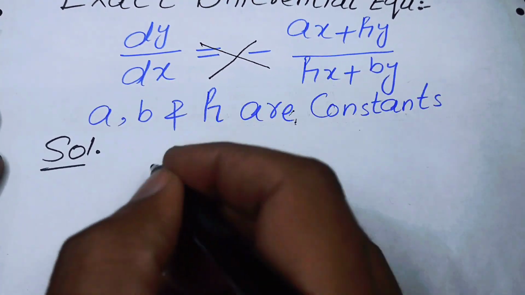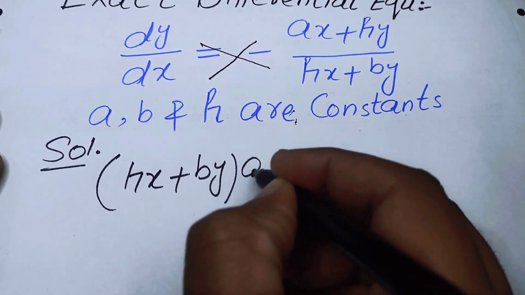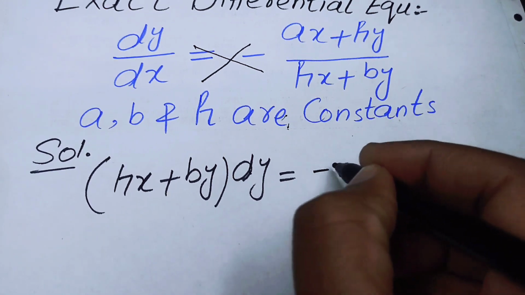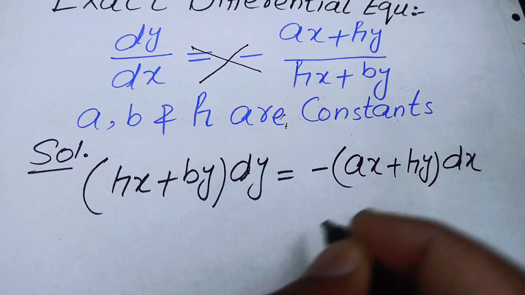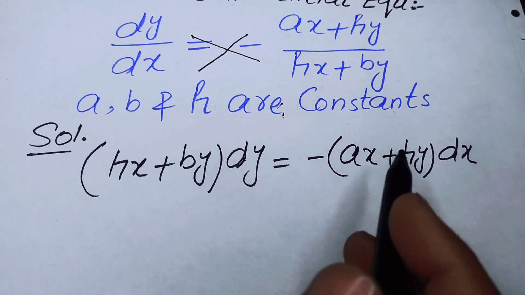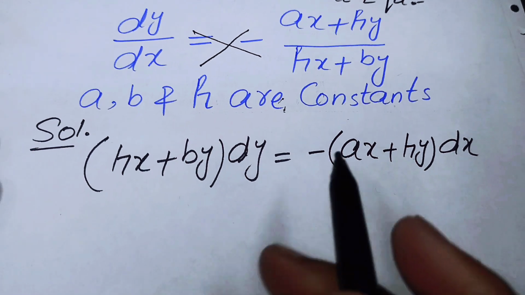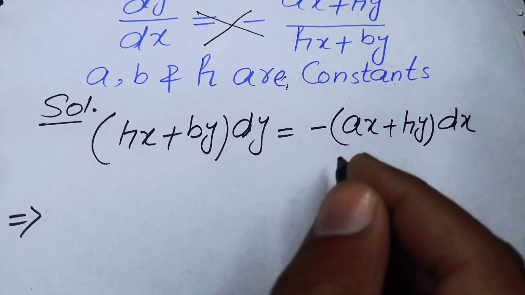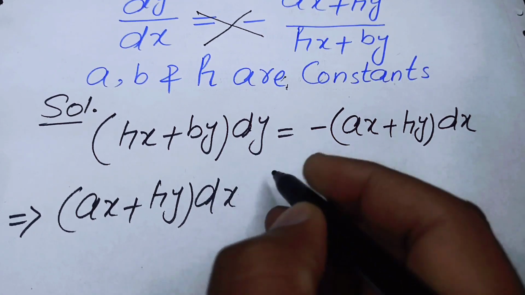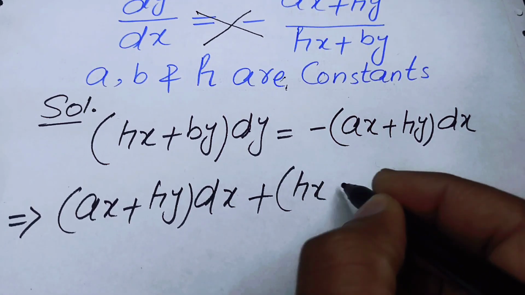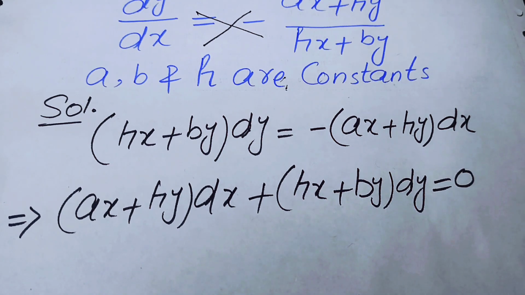Now first we will rearrange this term, and we can just cross multiply it by this term, and we will obtain (hx + by) dy = -(ax + hy) dx. Okay, now we take the right hand side into the left hand side, and we will get the expression in this form: (ax + hy) dx + (hx + by) dy = 0.